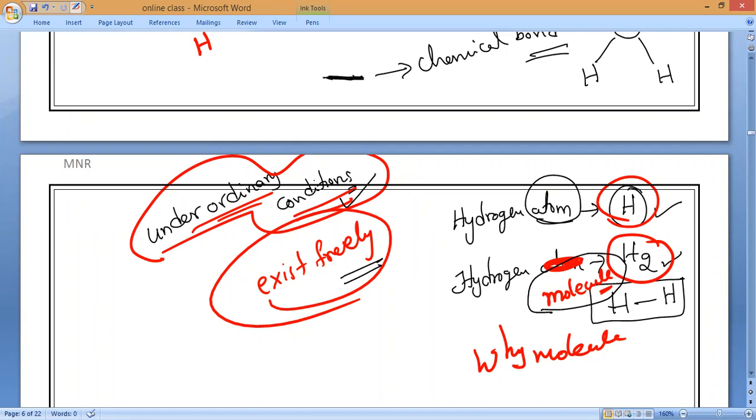Now, tell me, will the hydrogen molecule show all the properties of hydrogen or not? Yes, sir. So that is the reason you have to remember. The molecule is the smallest particle of an element or a compound which shows all the properties of the substance and can exist freely under ordinary conditions. That is what you have to remember.